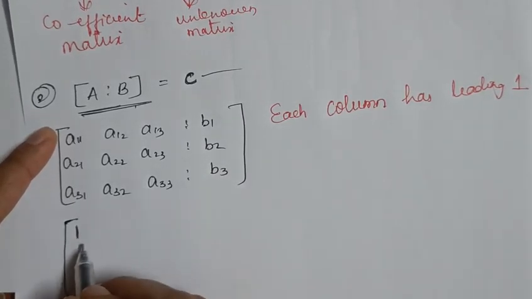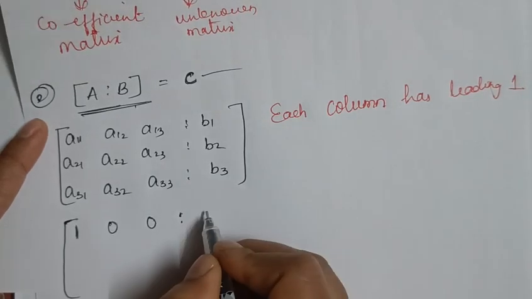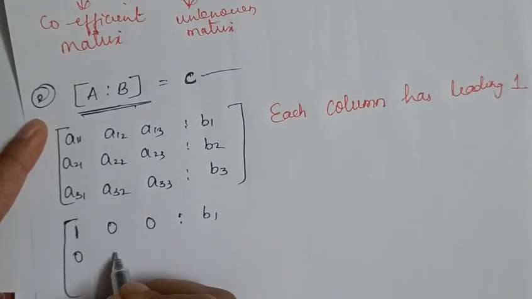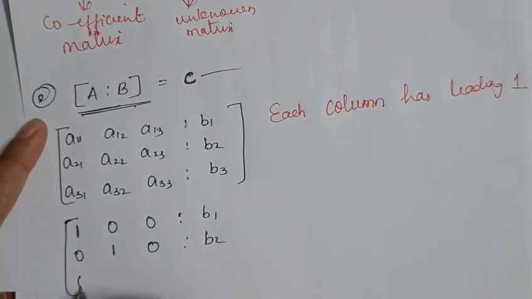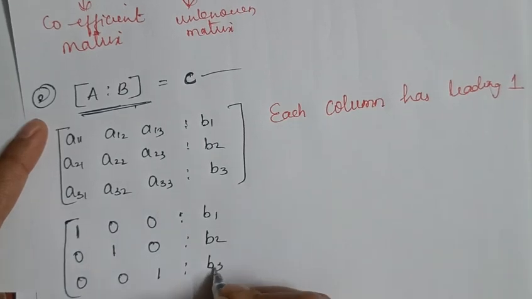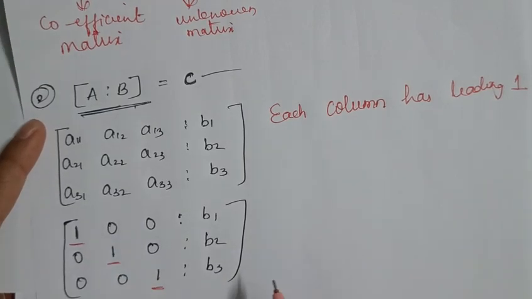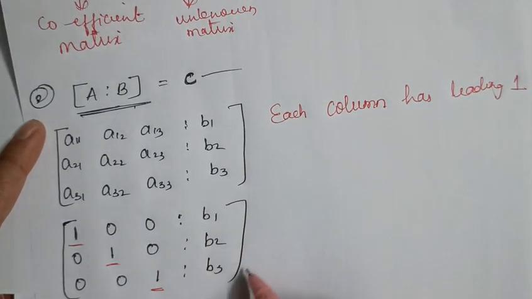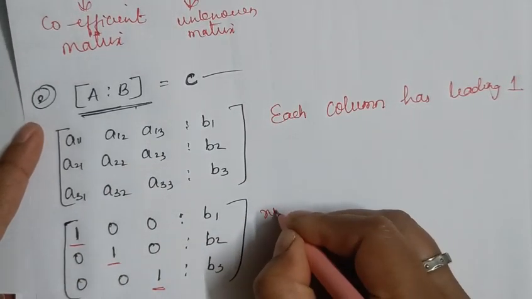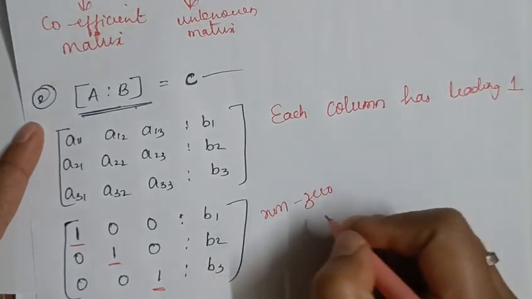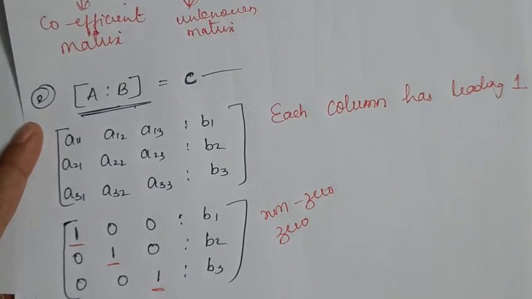1, 0, 0. Consider some values here. 0, leading 1, 0. Consider values here. 0, 0, 1. So if you see here, in each column we have the leading 1. And the other half of the matrix is non-zero or 0, it doesn't matter.